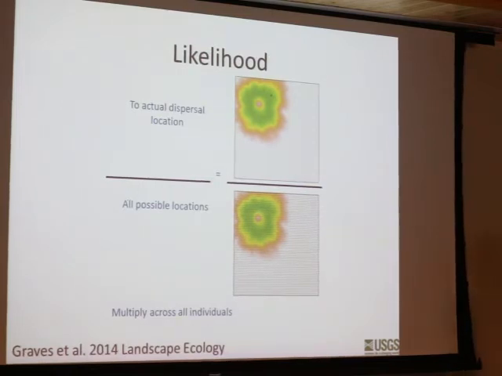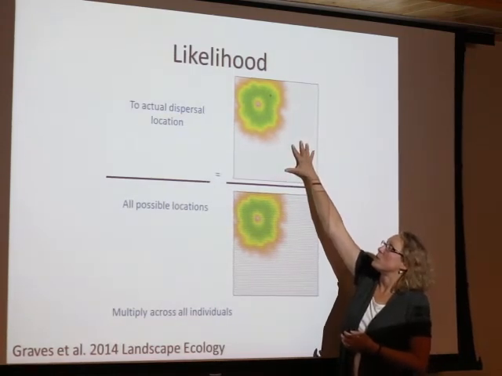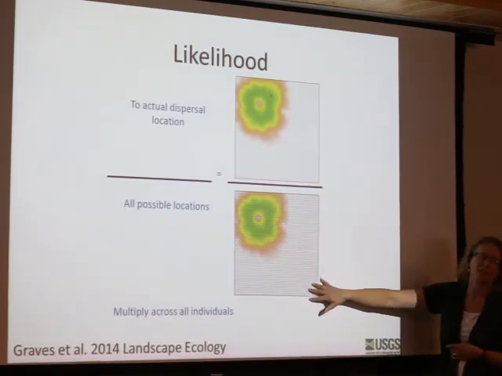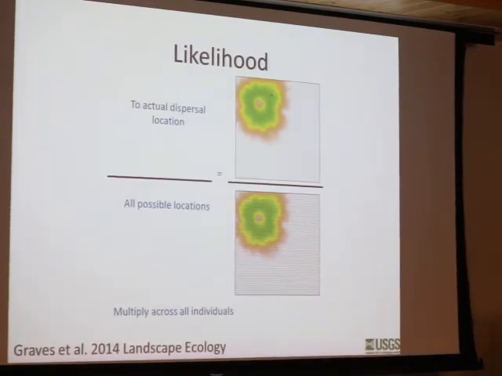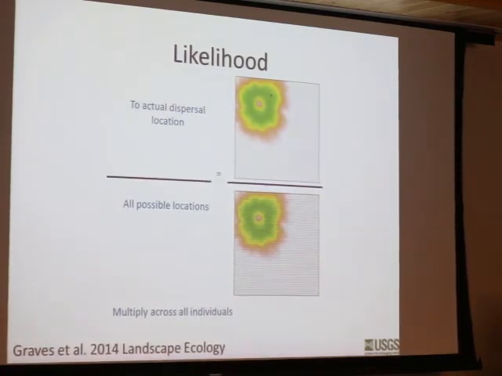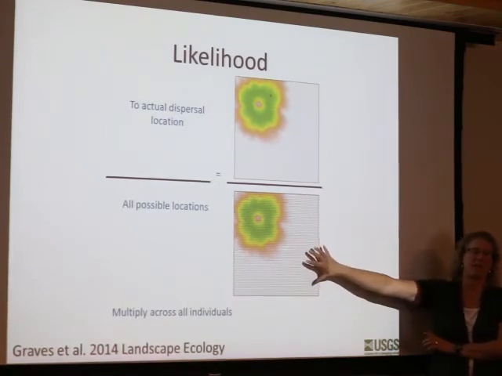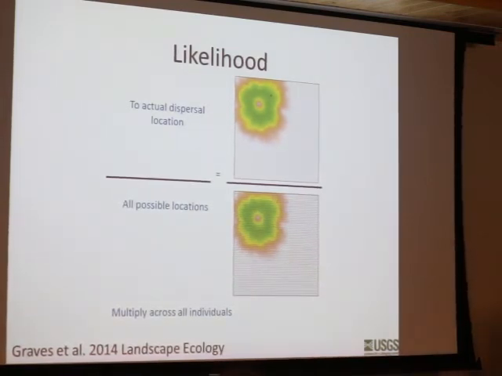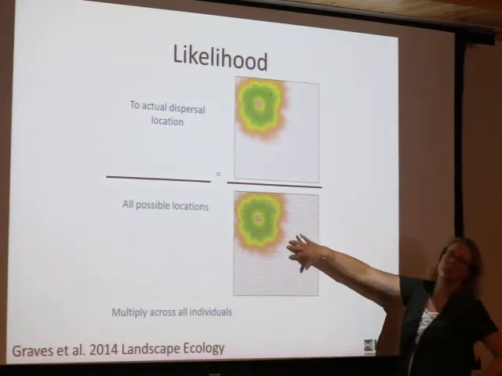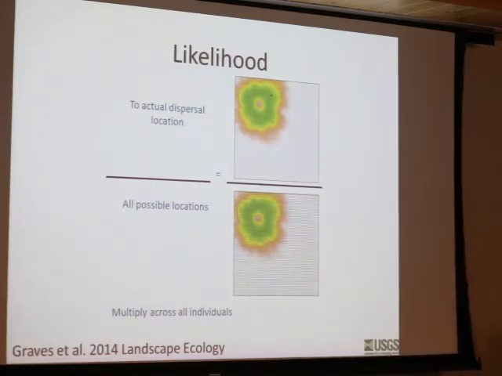And then the likelihood is that basically we're taking a discrete version of it, and we're taking the likelihood of dispersing to the actual place it dispersed to, and comparing that to all possible locations that it could have dispersed to. With a lot of spatial questions, if you're able to figure out a discrete landscape, then you can use this approach to simplify problems. And then, of course, this is just one individual, but you'd multiply that across all the individuals in your data set. So this method's published in Landscape Ecology, and I'm excited to apply it to our new current region.